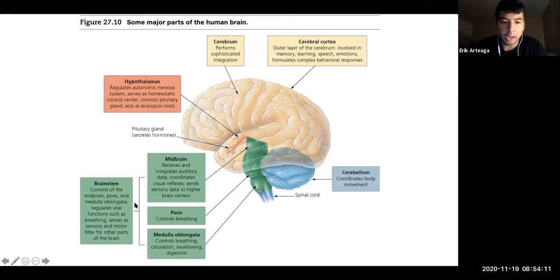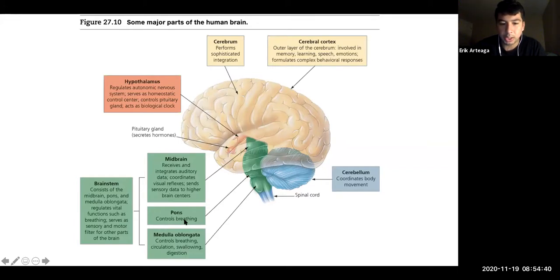Okay. We have the brain stem, which is made of the midbrain, pons, and medulla oblongata. So the brainstem regulates vital functions such as breathing, and serves as a sensory or motor filter for other parts of the brain. So the midbrain receives and integrates auditory data, coordinates visual reflexes, sends sensory data to higher brain centers, right? This is essentially a control center to the upper, more complex brain centers.